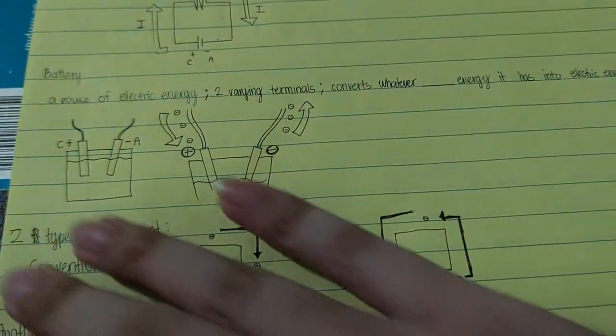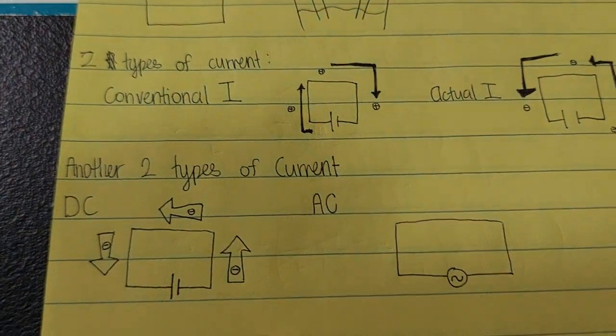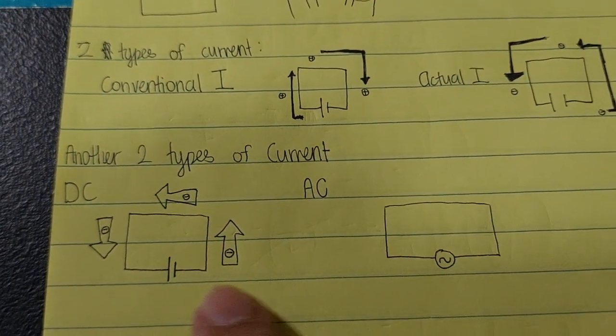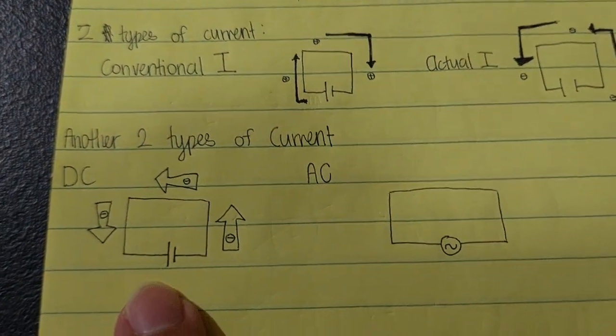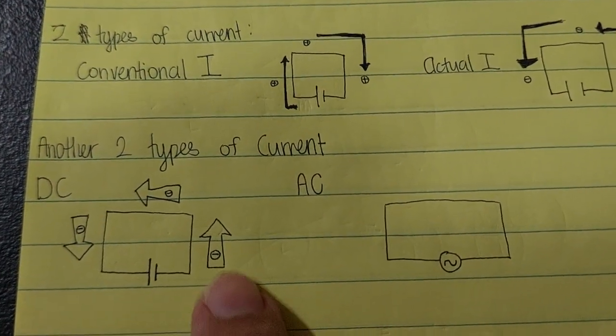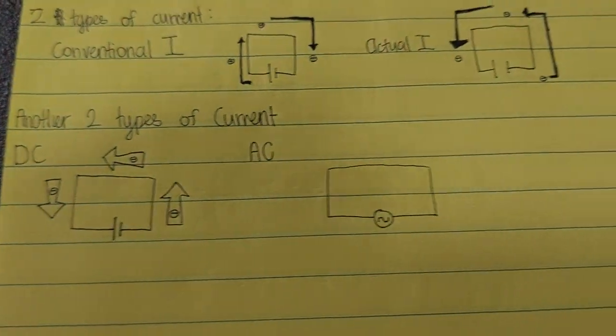It's actually all the other currents that we've been showing in these circuits. DC is direct current, which means that the electrons only flow directly in one path. So it's always going from negative to positive. Electrons start from negative, they flow directly into the positive. They just flow in one direction that never changes.